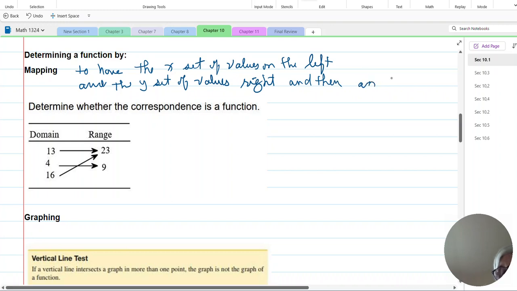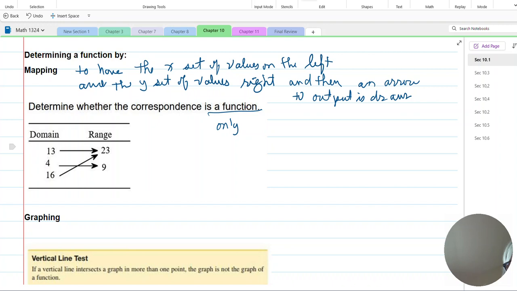An arrow, output, on. Okay, what do we want to do then? We want to figure out if it is a function. In other words, only one output for each input.